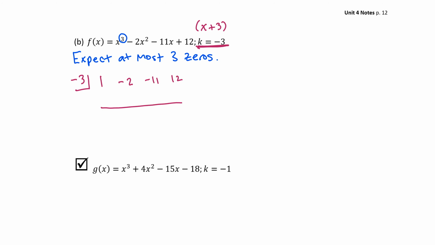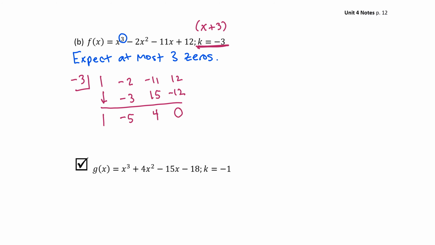We'll bring down our first term, and we will multiply and add. -3 times 1 is -3. -2 plus -3 is -5. Multiplying, -3 times -5 is +15. -11 plus 15 is 4. -3 times 4 is -12, and we have confirmed that k equals -3 was in fact a 0.